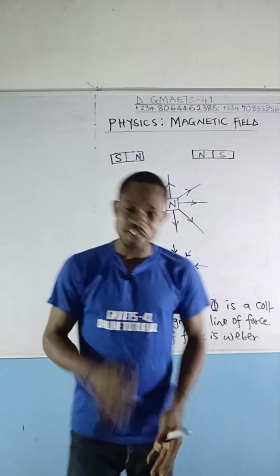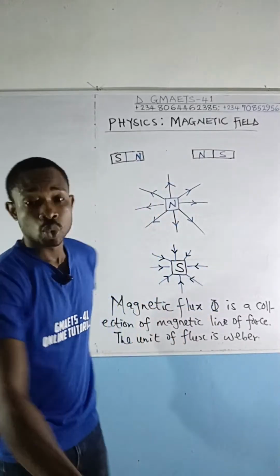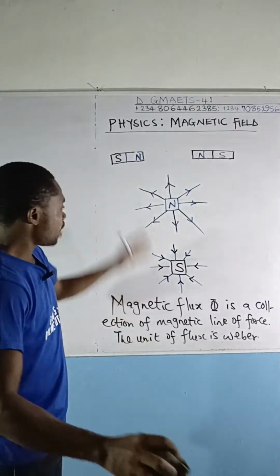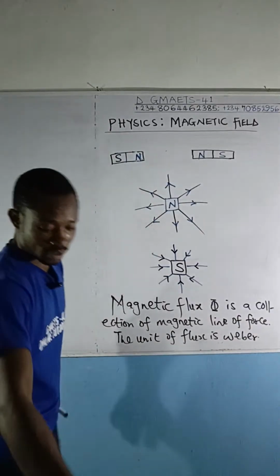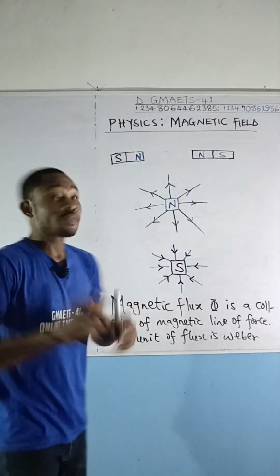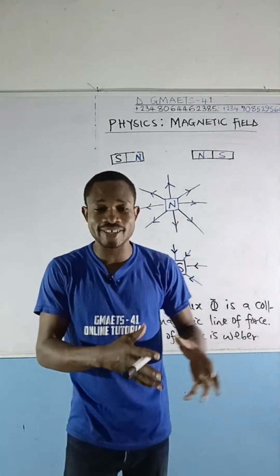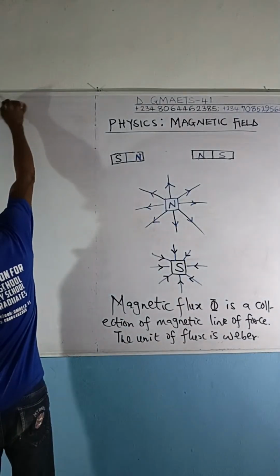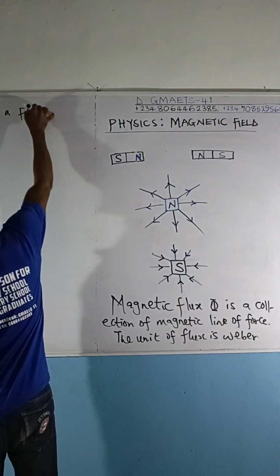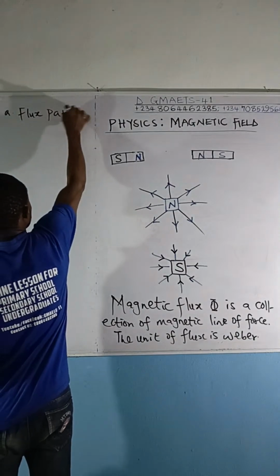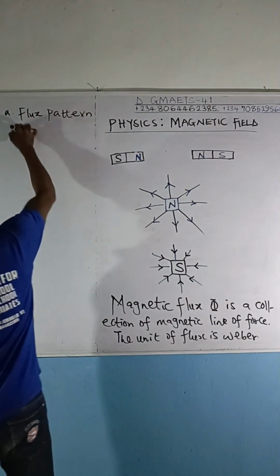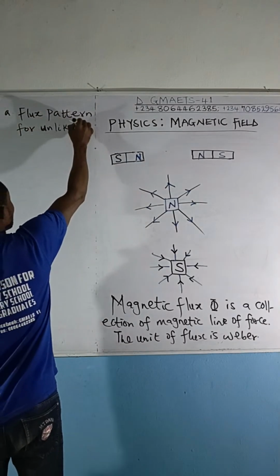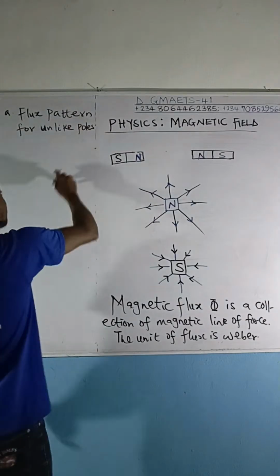I am going to sketch this on the board for you to watch. Please observe. Let me use this part. I'm going to draw the flux pattern for unlike poles first. Flux pattern, that's what we refer to it. For unlike poles. So maybe I have north and south.